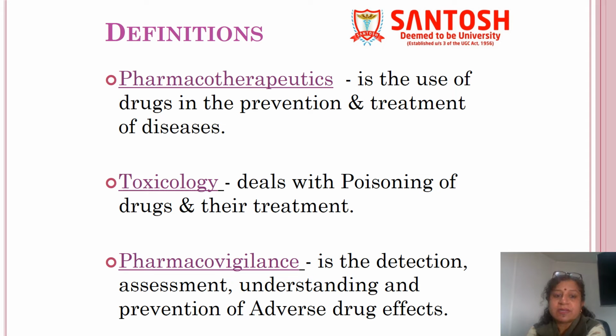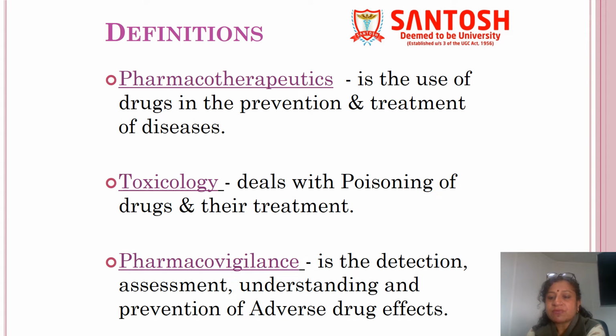Next comes the definition called pharmacotherapeutics. Wherever the word therapeutics is there, therapy means we are talking about prevention or treatment. So pharmacotherapeutics is the use of drugs in the prevention or treatment of a disease. Toxicology is when we talk about poisoning by drugs and its treatment. Wherever poisoning comes along with its treatment, we say we are talking about toxicology.